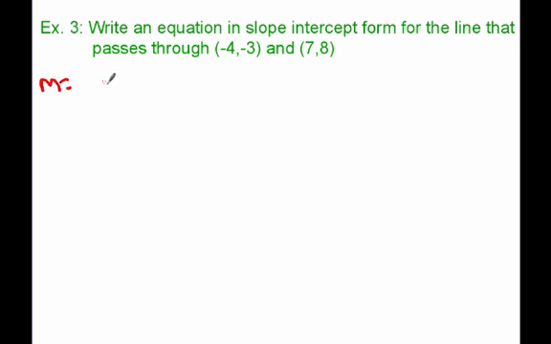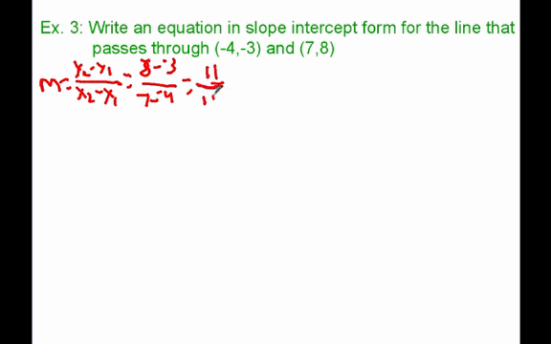So I know m equals y2 minus y1 over x2 minus x1. In this case, I can say that's 8 minus negative 3 over 7 minus negative 4. 8 minus negative 3, that's 11. 7 minus negative 4, that's also 11. So 11 over 11 is 1. My slope is just 1.